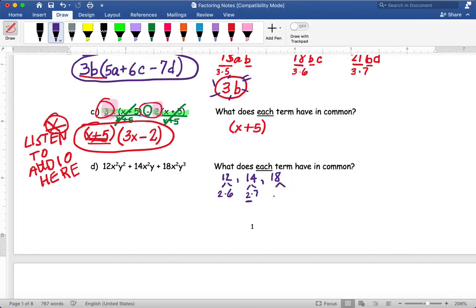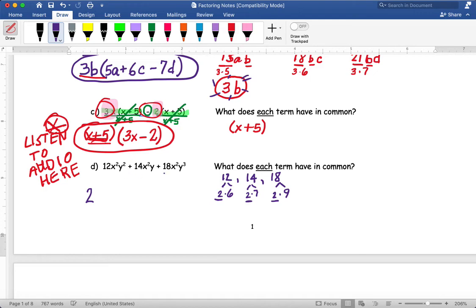And again, 2 divides 18 9 times, and although 9 is not a prime number, 9 doesn't have any factors in common with a 7, again, for this very same reason. So for the numeric part, my GCF is 2.